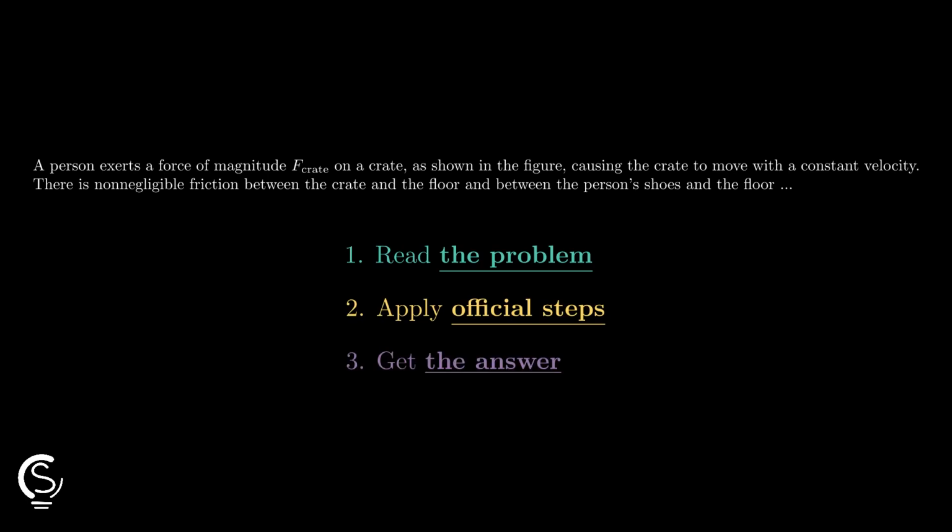Forces on a moving person can get sneaky, but this one is quick if you track who pushes, who resists, and why constant velocity matters.